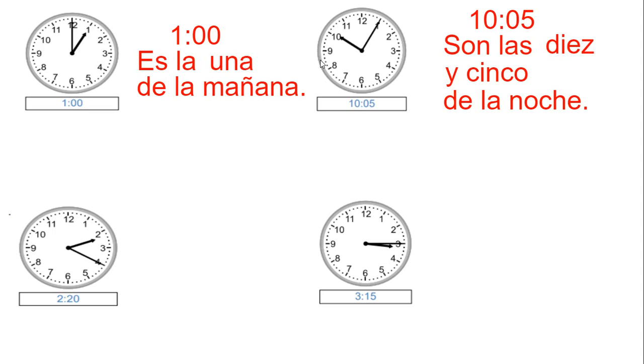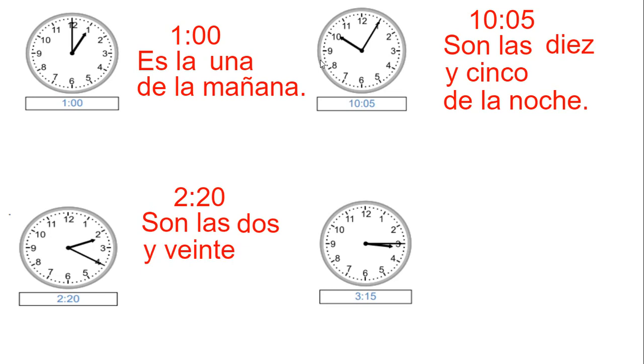Okay, the next clock is 2:20. We're going to use PM as well for this one. Again, 2 o'clock. So is that singular, plural? We should hopefully know it's plural. So son las dos. And then 20 is 20. So y 20. 2:20 p.m. So in a normal school year, that would be at the end of 7th hour. So school gets out technically at 2:35. So that is almost the end of the school day. That would be afternoon. So we'd say de la tarde.